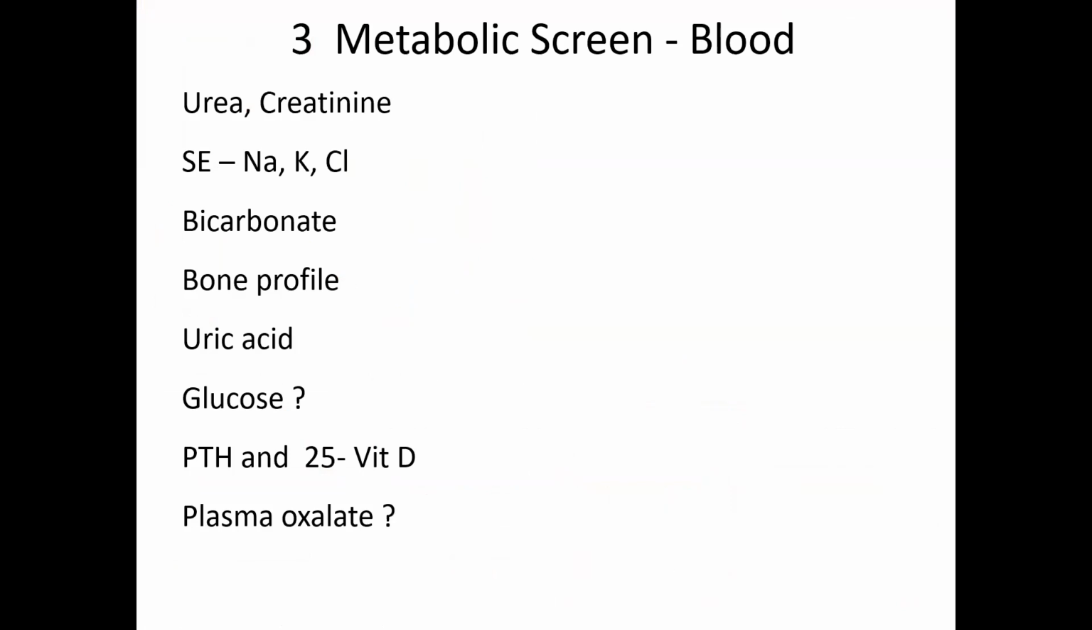Metabolic screening in the blood includes what we do in the lab: blood urea, creatinine for renal function, and serum electrolytes like sodium, potassium, chloride, and we measure the bicarbonate and the bone profile. We do albumin, calcium, corrected calcium. And even though ionized calcium is recommended, we are not doing ionized calcium. And we measure uric acid level, and the glucose.